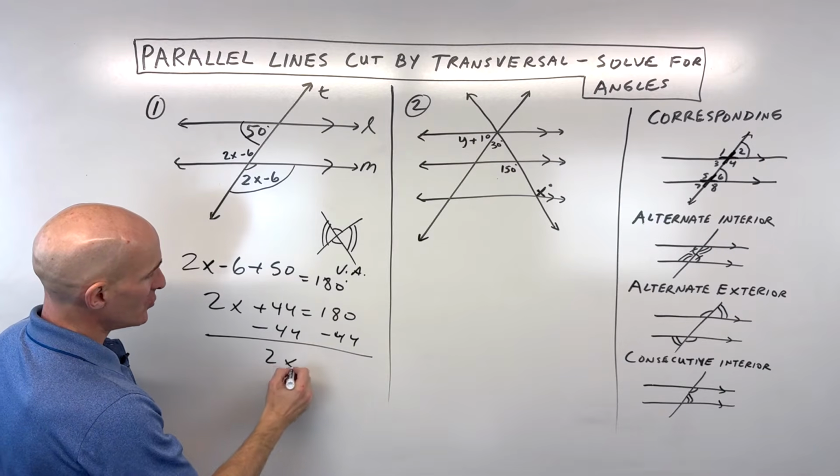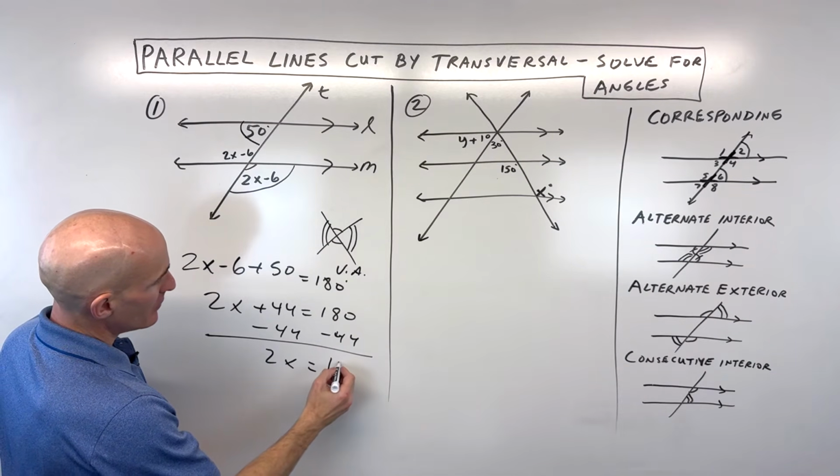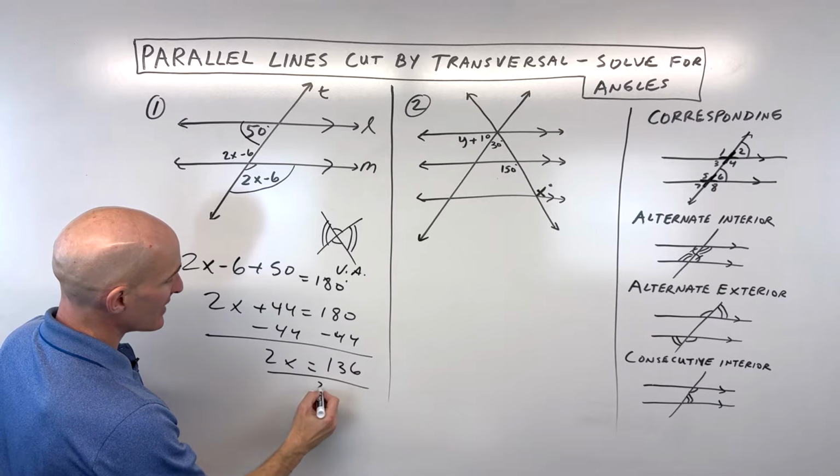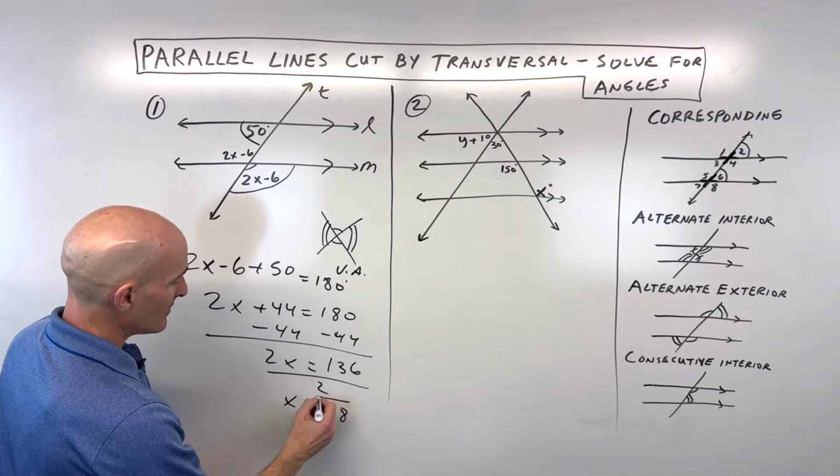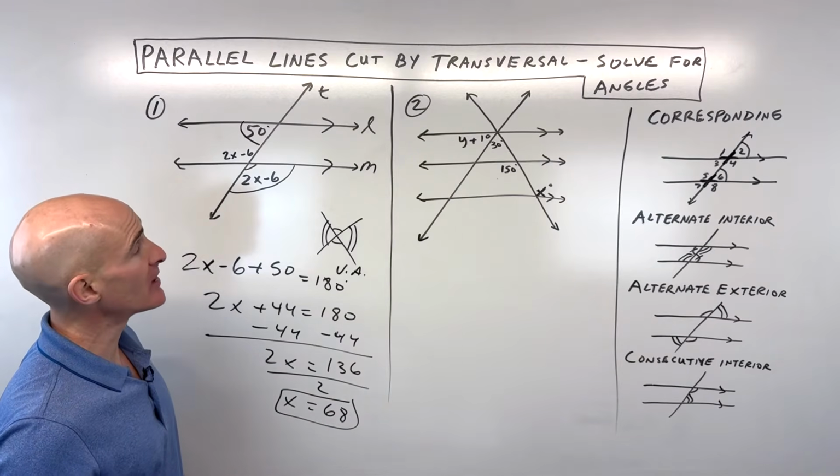And that comes out to 2x is equal to 136. And if we divide both sides by 2, x is equal to 68. And we solved it. Okay, let's look at number 2 now.